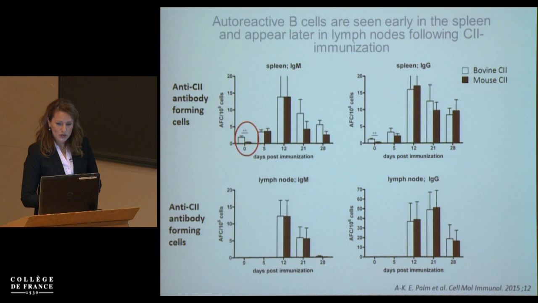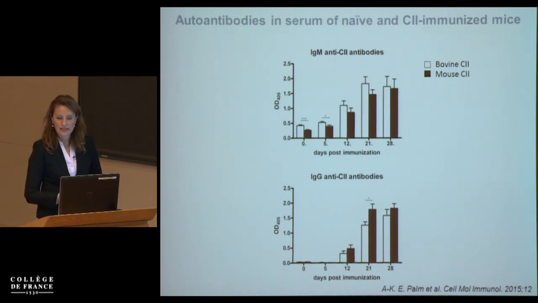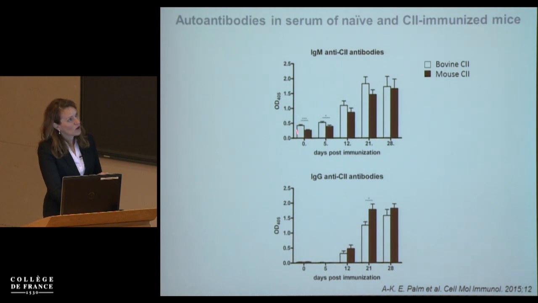But I just want to show also that we could also detect this response in the serum of the mice. So in the serum, we saw, again, at day 0, when they are untouched, that they have a response against bovine collagen and mouse collagen. So it's an autoreactive response. And after immunization, the titers against collagen increase. And this is the IgM response. The IgG takes a longer time to develop. We know that. So by day 12 after immunization, we then see the IgG collagen response.